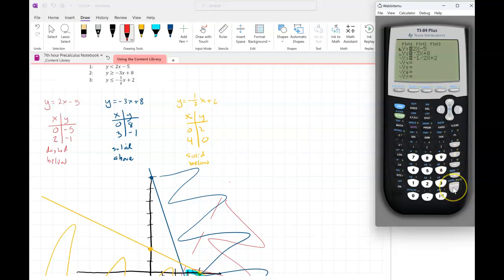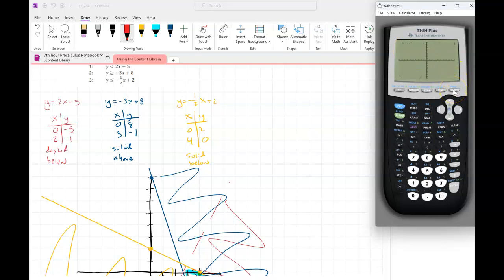Oops, pressed too many enters. So I'm just pressing enter to cycle through these. And I'm going to set this one to be shade above. Oops, I meant below. Everybody's cool with how I set that up?